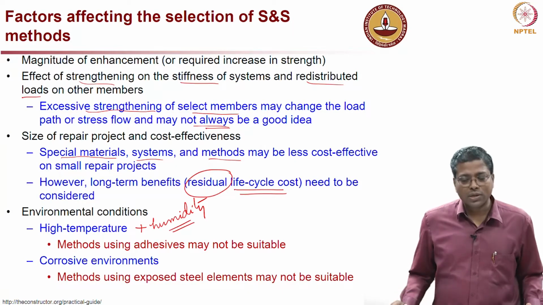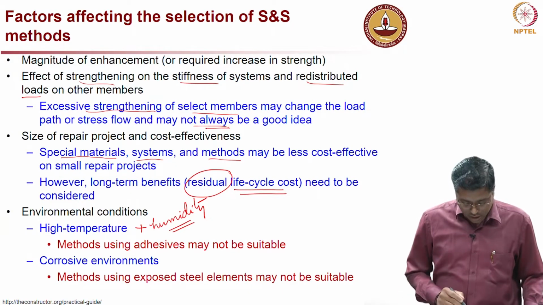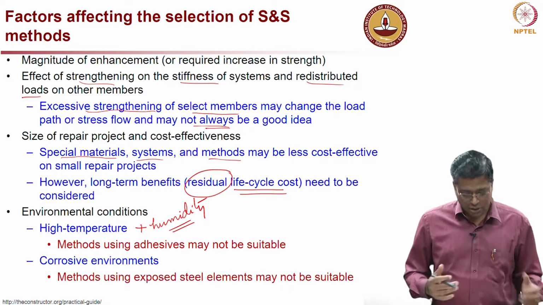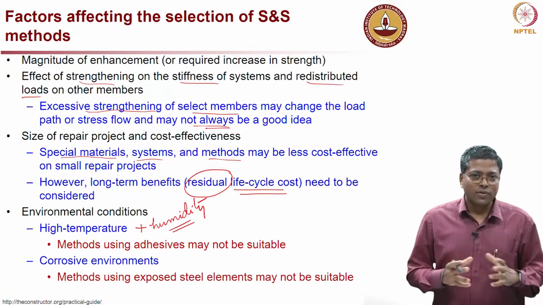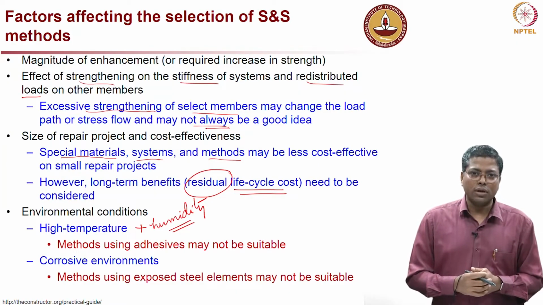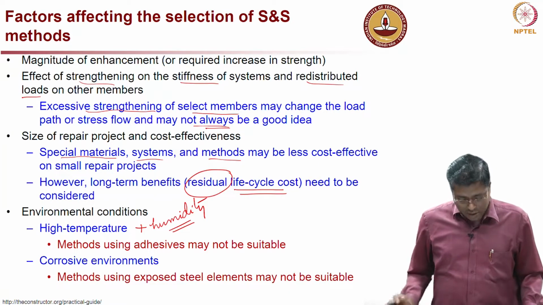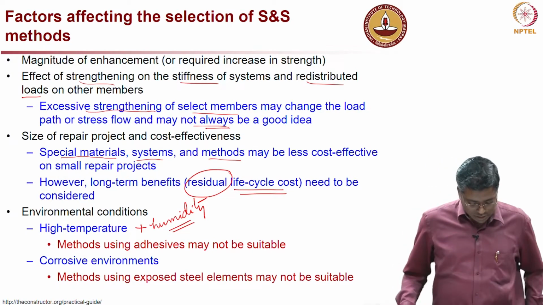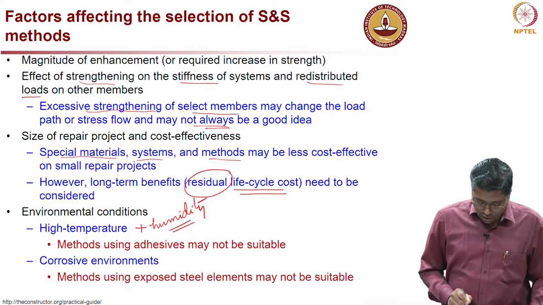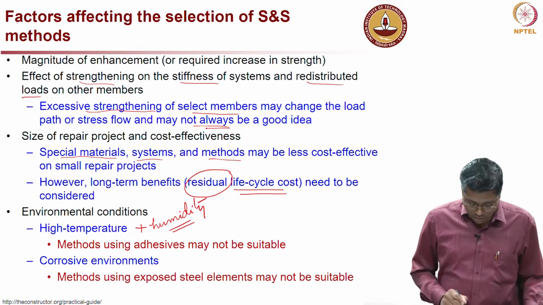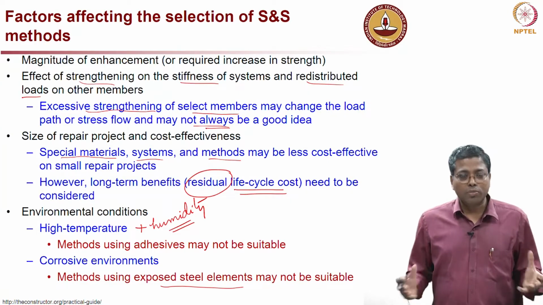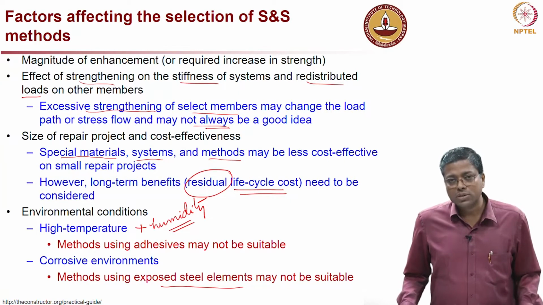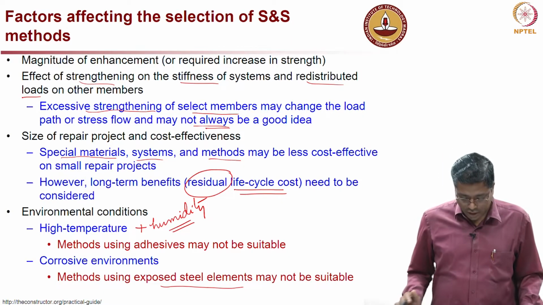And if you have a corrosive chemical environment, for example, the repair of a structure in a chemical plant, then the fumes of chemicals around must be considered while deciding on the type of materials and systems which will be used. If you have a very corrosive environment, and repair systems which have exposed steel elements, then that may not be a good idea to go for.